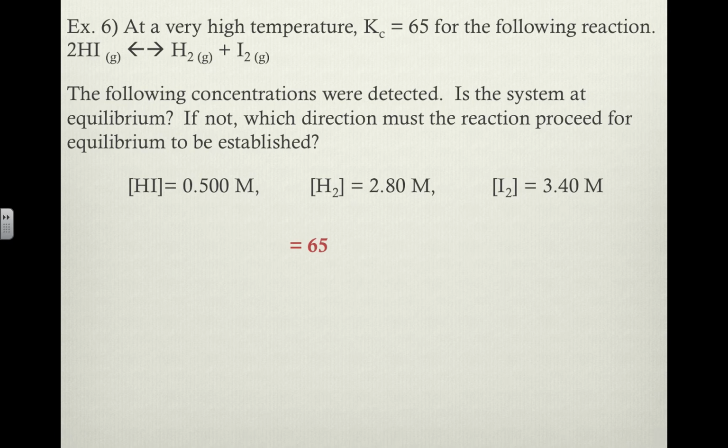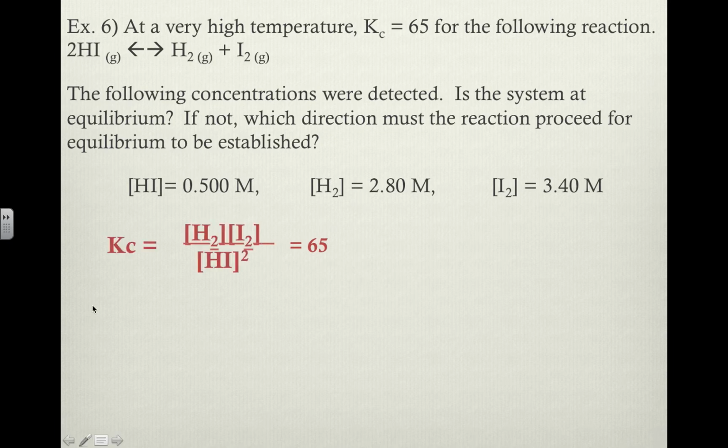So let's just jump in. At a very high temperature, Kc equals 65 for the following reaction. If the following concentrations were detected, is the system at equilibrium? And if not, which direction must the reaction proceed for equilibrium to be established? So then we have our concentrations. So we're going to write our Kc expression.